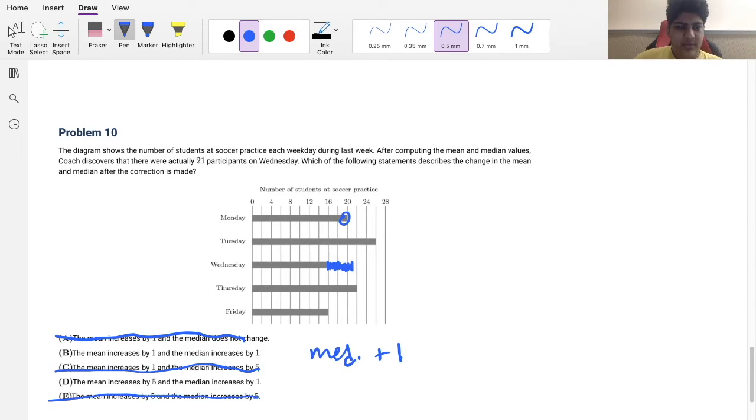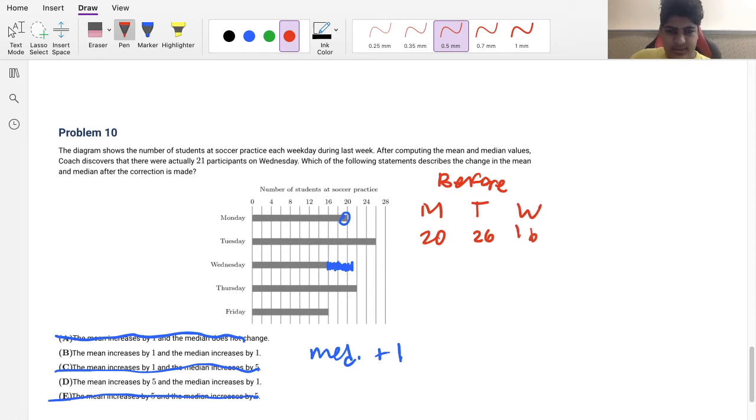So, let's first compute the total number of students. On Monday, we have 20. On Tuesday, we have 26. And now this is before, okay? So, Tuesday is 26. Wednesday is 16, because this is before, not after. Thursday is 22. And Friday is 16.